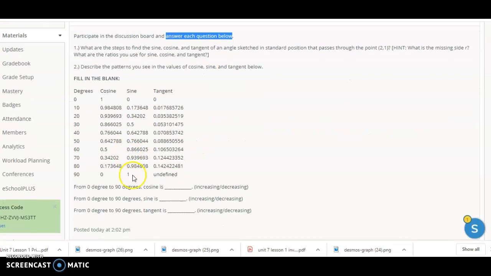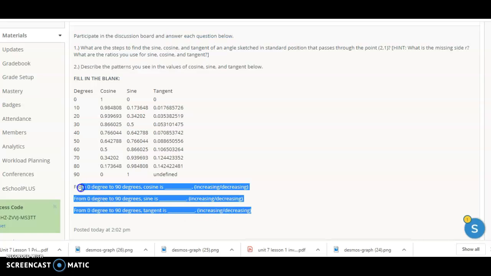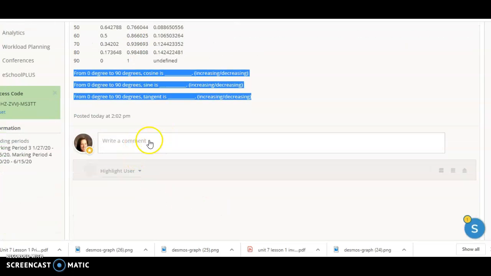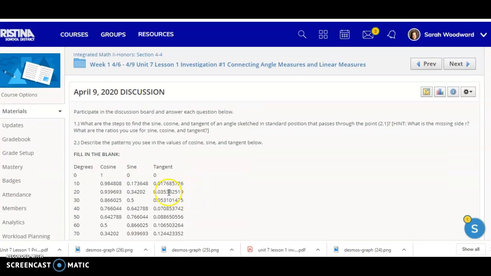Then problem 2 says you have to answer these. Now you can just copy and paste these. These are fill in the blank. The answer should be increasing or decreasing. And you're going to post it to the discussion. Once you have it posted, then you can see how your teammates have responded.